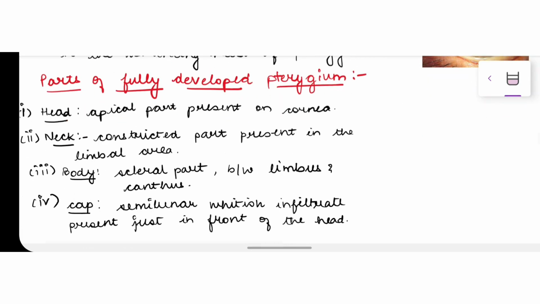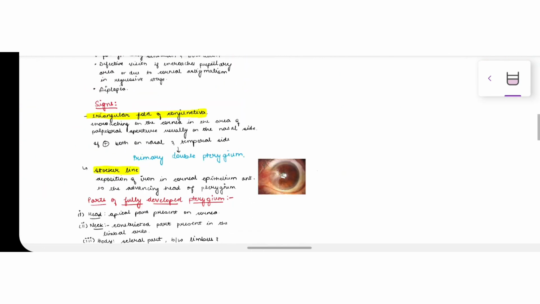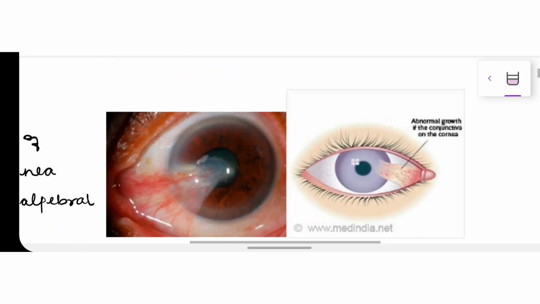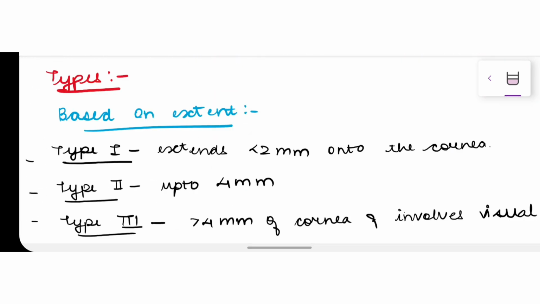And what is the cap? Let me show you the cap. This whitish infiltrate in front of the head of the pterygium is known as the cap of the pterygium. Now let's see what the types of pterygium are. First we will see based on its extent. It can be divided into type 1, type 2 and type 3. Type 1 means the pterygium extends less than 2 mm onto the cornea.